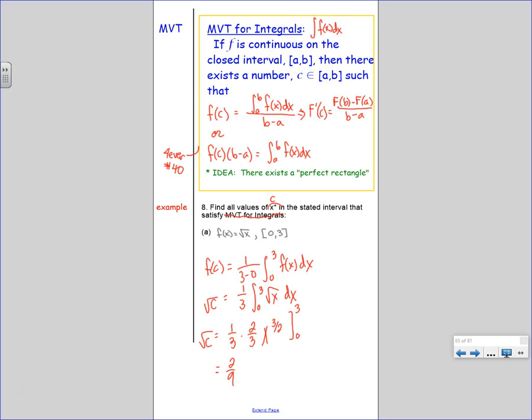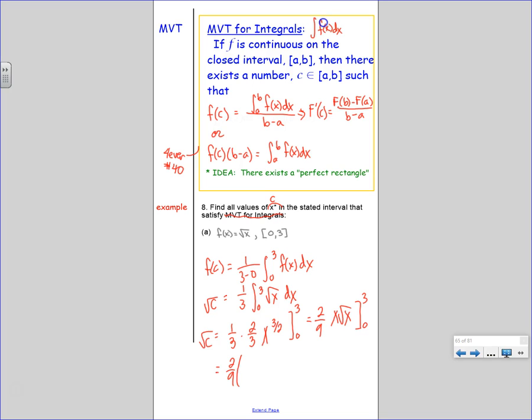I don't know about you guys, 3/2 is kind of hard on my brain. So I'm going to think of this as 2/9 x times the square root of x. It's a little bit easier on my head. Just think x to the 1 1/2, x to the 1 1/2. It's a little easier in my brain.